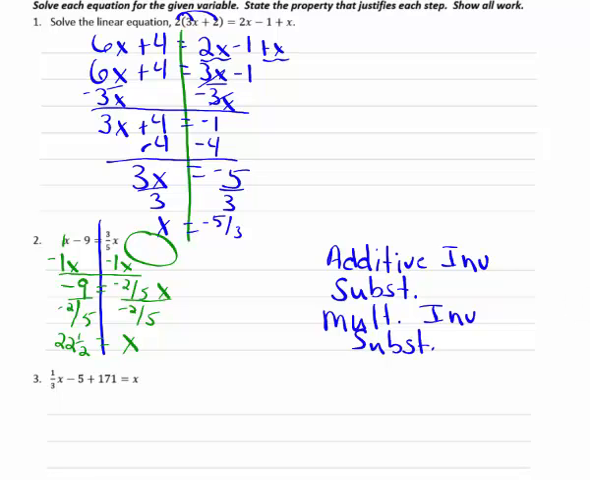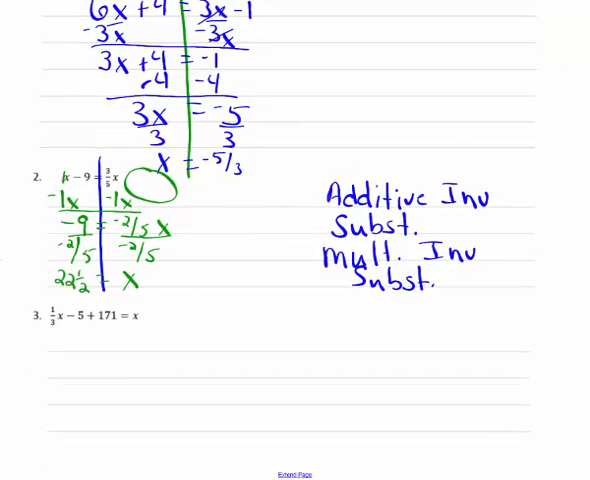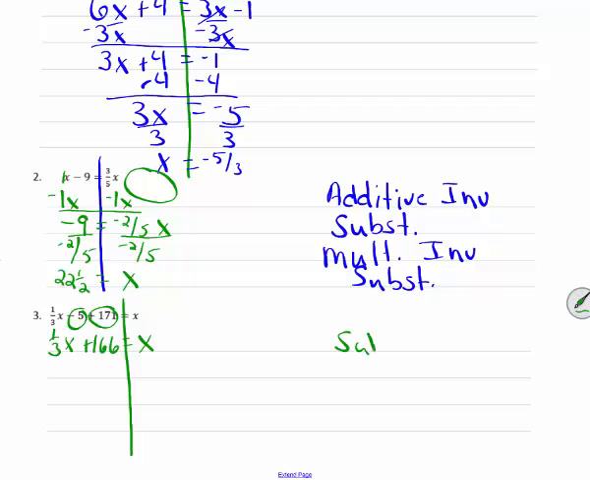All right, let's try number 3. So in number 3, there's my line. I do have some like terms, so I have to do those first. So I'm going to have 1/3 x. Negative 5 plus 171 is going to give me 166 equals x. That was a substitution, right? Combining like terms is a substitution.